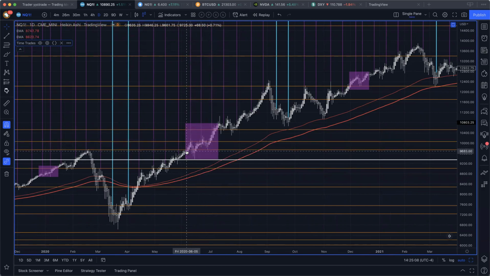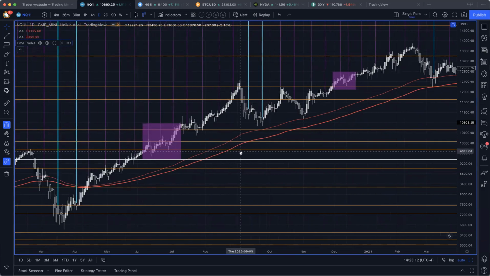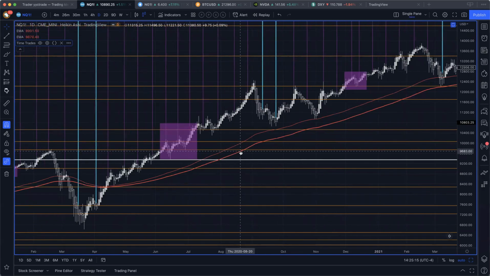Eclipse seasons often are just continuations of existing trends. Things maybe get a little bit more choppy and slightly more volatile, but I have not noticed a pattern of major pivots occurring during eclipse seasons, with maybe one exception.